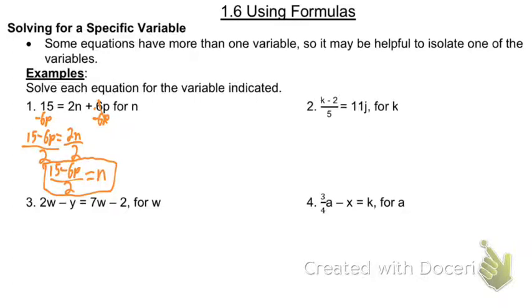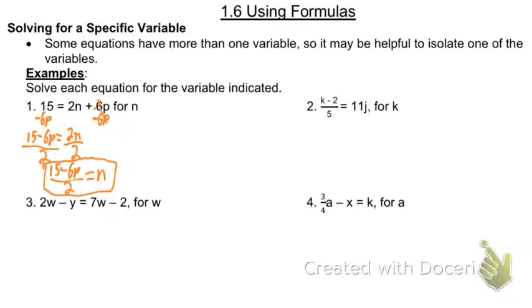Number 2, k minus 2 over 5 equals 11j, solving for k. So we have two different variables here. We have k and we have j. What variable are we asking to solve for? K. What would be our first step to solve for k?